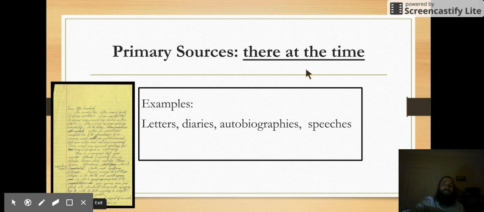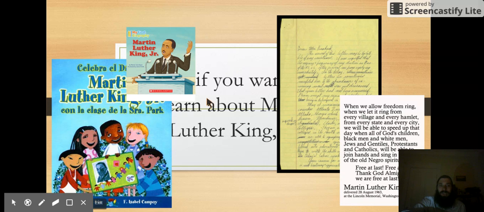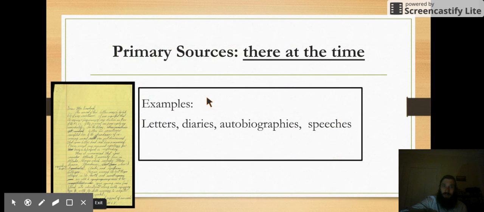Copy down the definition of primary sources and the examples into the first two boxes on your worksheet for part 2.